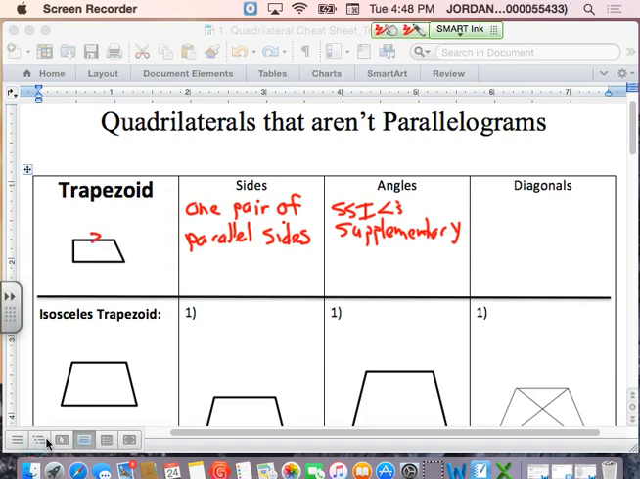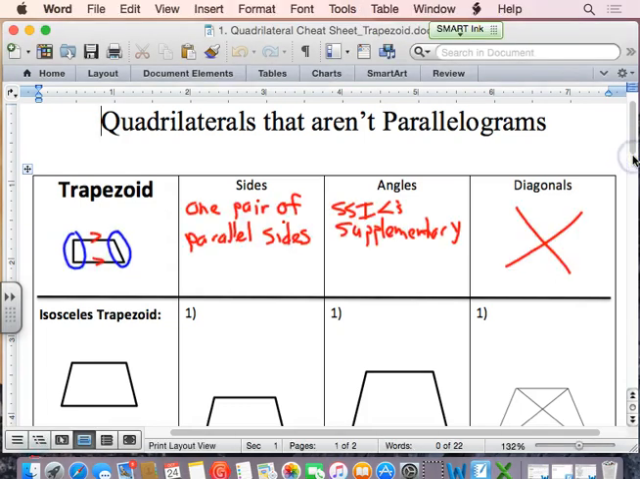All right, so these two are supplementary and these two are supplementary. But you can't do the top two and the bottom two and say those are supplementary. Okay, so that's all for the angles, really. The diagonals, okay, we don't really do anything with a regular trapezoid with diagonals. So there's nothing really to put there. There's nothing we really can tell or know about diagonals of a regular trapezoid.